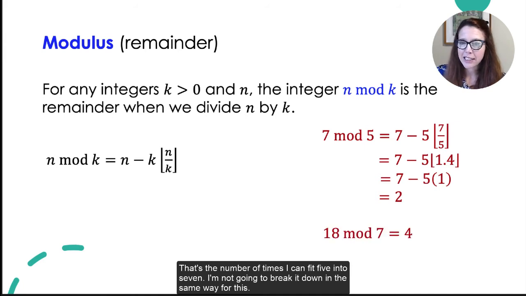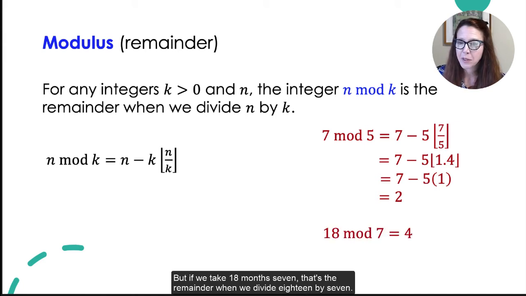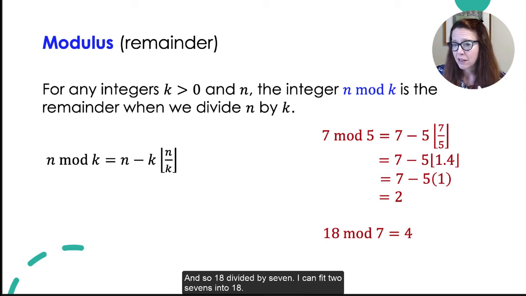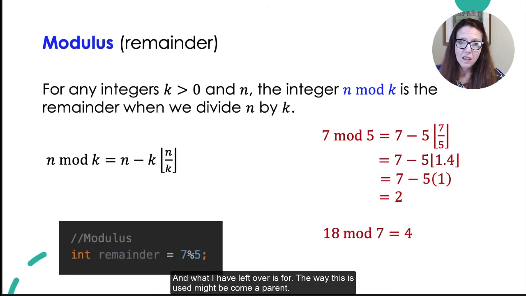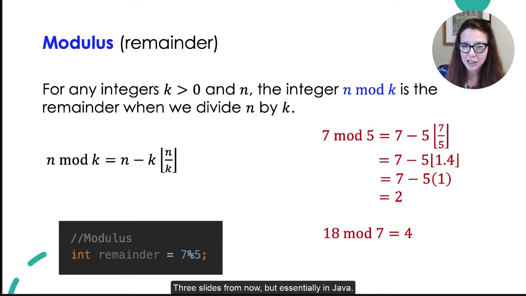I'm not going to break it down in the same way for this, but if we take 18 mod 7, that's the remainder when we divide 18 by 7. So 18 divided by 7, I can fit 2 sevens into 18, right? 7 and then 14, that's 2 times 7. And what I have left over is 4. The way this is used might become apparent 3 slides from now.